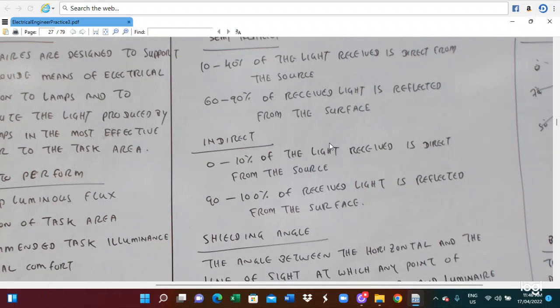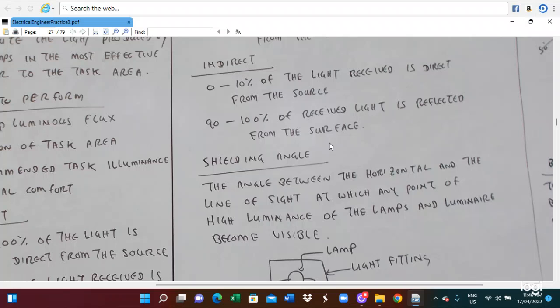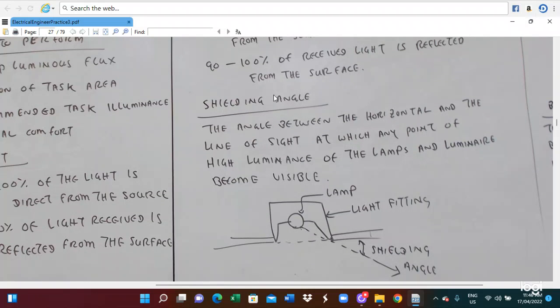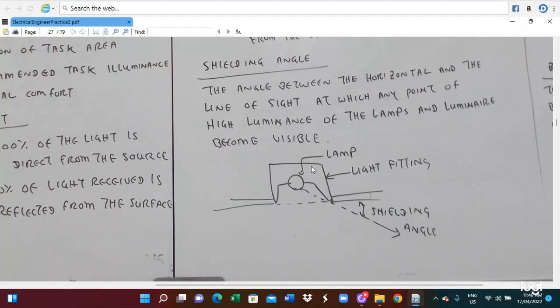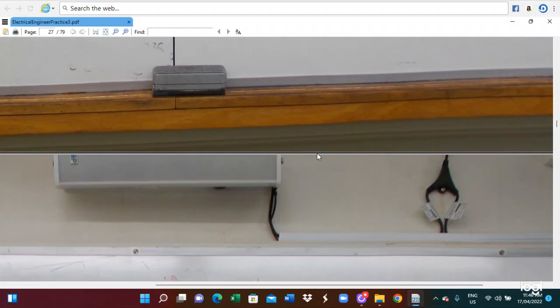So with that kind of system, how much light is produced and how much will be received. Here we are talking about the shielding angle. The angle between the horizontal and the line of sight at which any point of high luminance on the lamp and luminaire becomes visible. So this is the light fitting, and this is the light shielding angle. This angle is the light shielding angle.